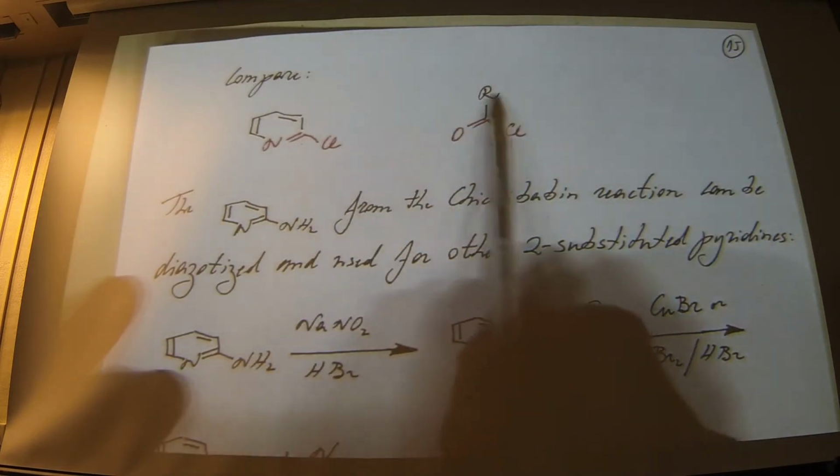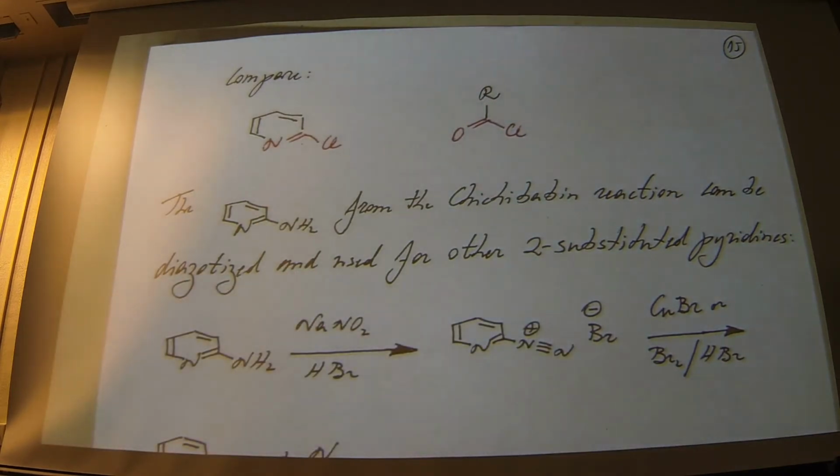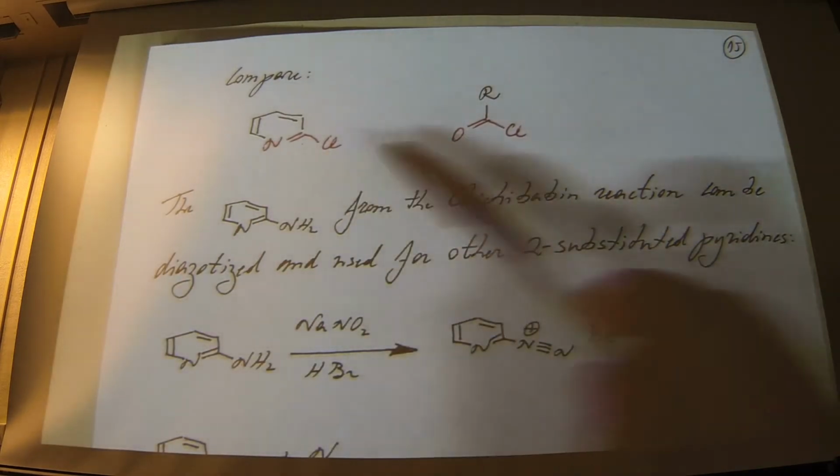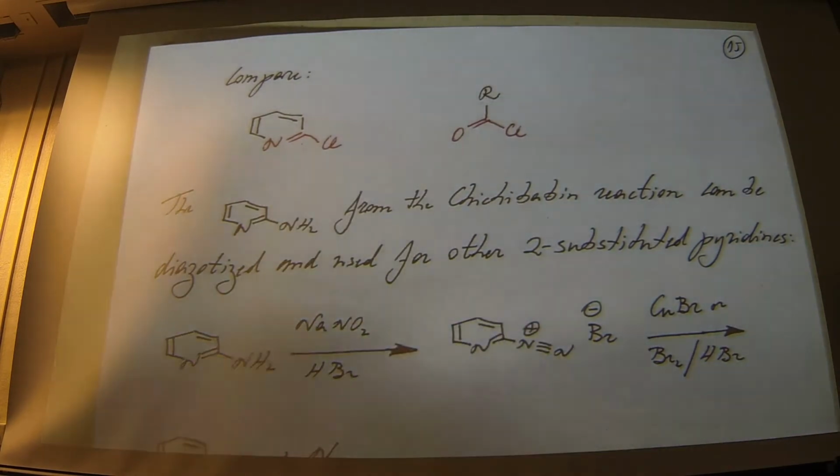Okay, so this looks kind of like an acid chloride. And in fact, the reactivity is going to be much, much higher with the chlorine than with the hydrogen. And so if you have access to the 2-chloropyridine, of course you're going to use the 2-chloropyridine for nucleophilic aromatic substitution.